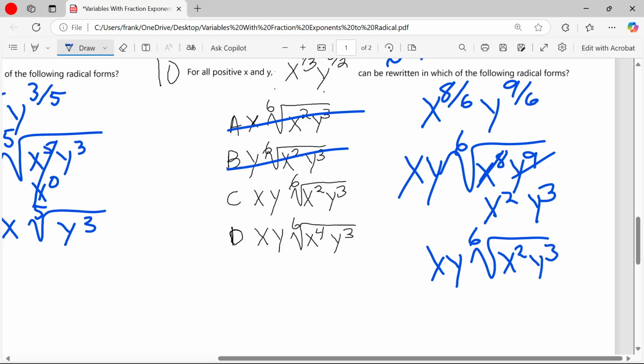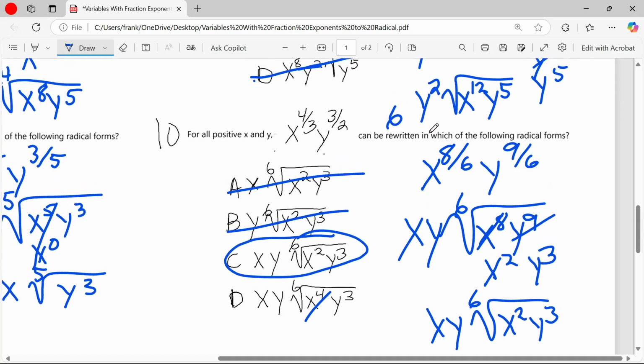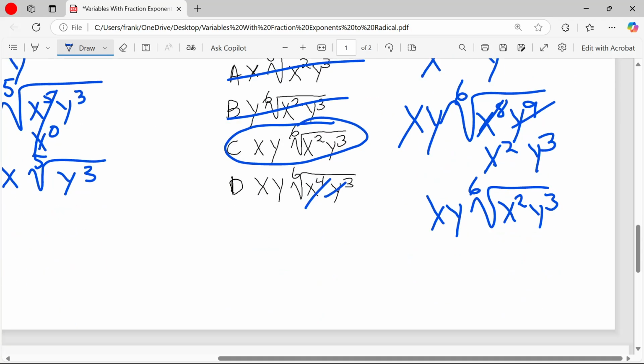And which one is it? This one. This one just used the original numerators, I think. So that's what's wrong with D. But anyway, the answer is C.